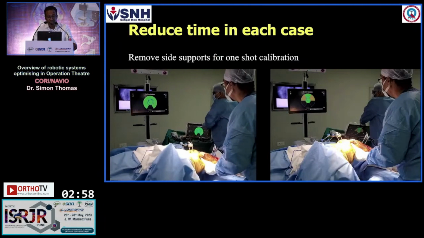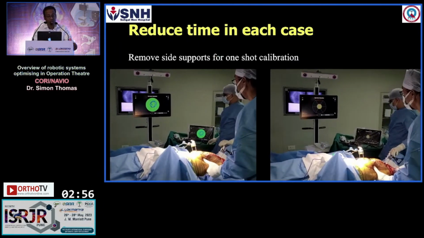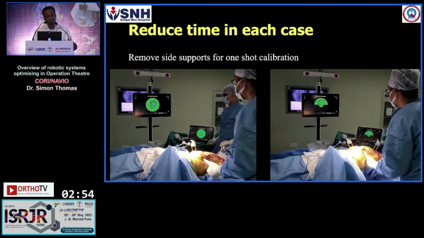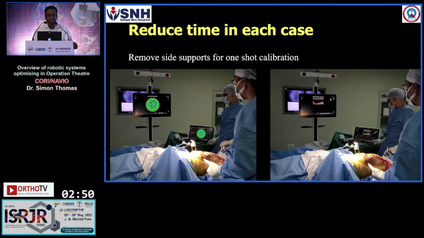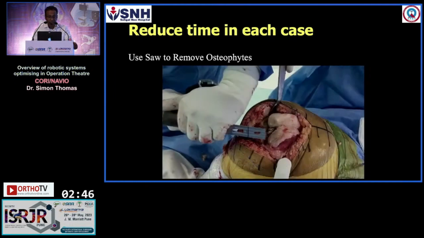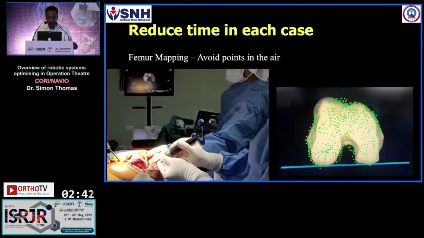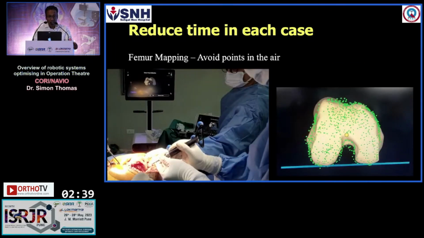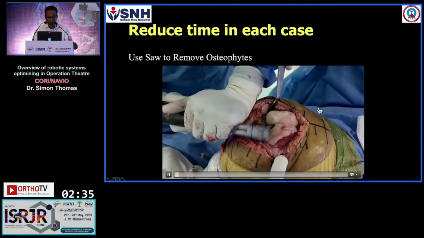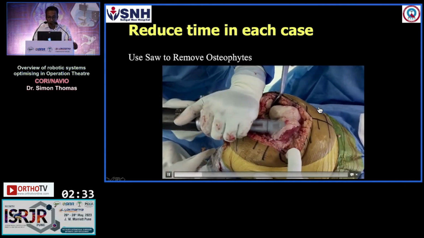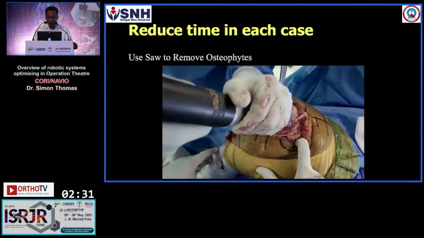This one thing I learned by my own experience. The tracking took a lot of time. Triangulation initially took a lot of time, but after I simply removed my side support, the calibration became much, much easier. I started using the saw now to remove the osteophyte. That also cut down my time.